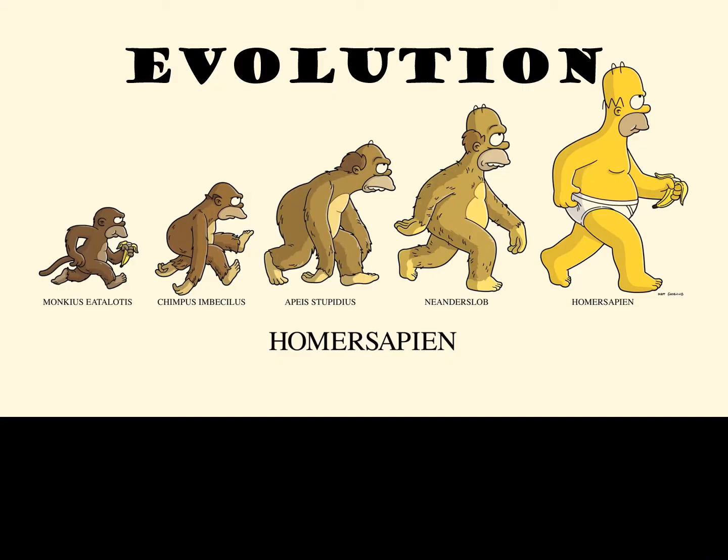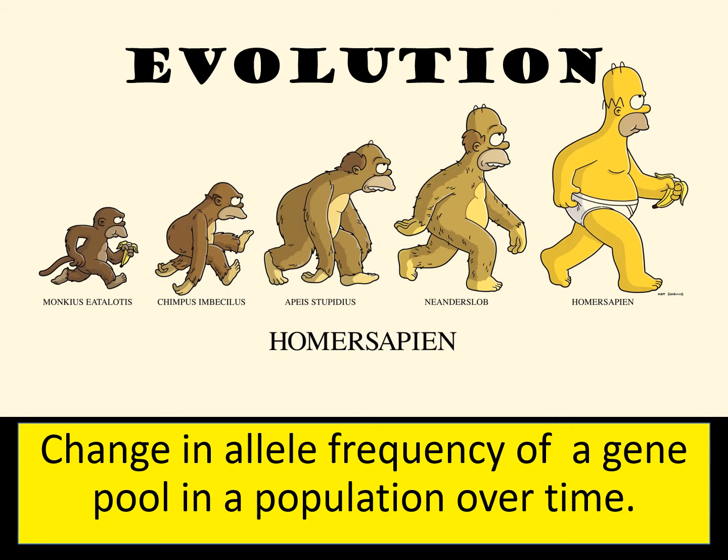The first thing that we need to address, of course, is the basic fundamental definition of evolution. Evolution is the change in the allele frequency of a gene pool in a population over time. So what does that really mean? Well, in very common, simple terms, it means that organisms change through time. But if we look at it at a microscopic level, really what is changing is the genes, and specifically the versions of those genes called the alleles that are changing in a population's gene pool through time.